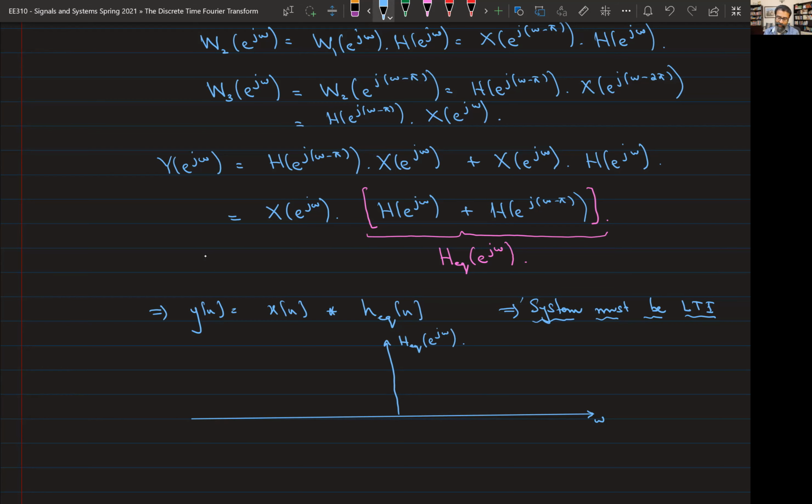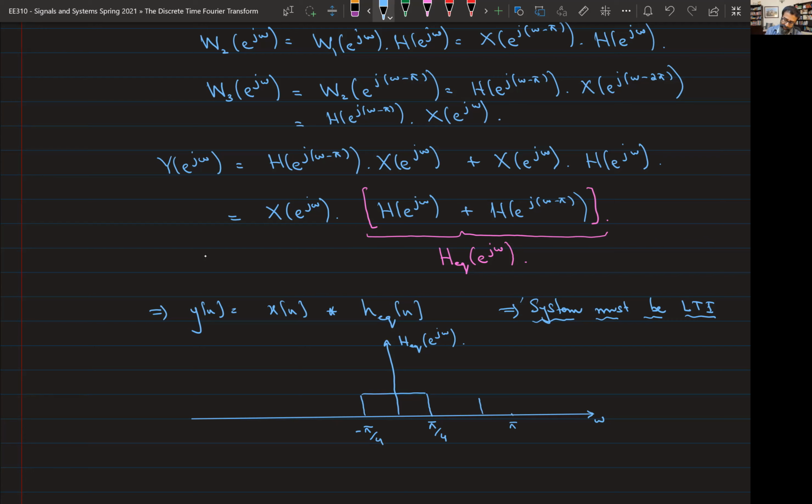So I can plot out the individual terms. So this is H of e raised to j omega, where this cutoff was pi by 4 and this cutoff was minus pi by 4. So this was H of e raised to j omega. And then there was this other term, which is H of e raised to j omega minus pi. So it is just a shifted version of that.